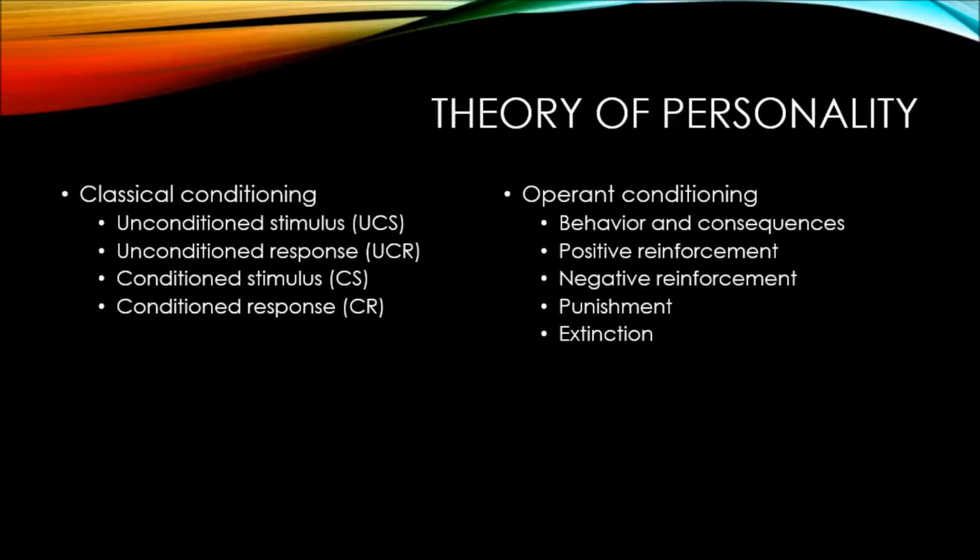Now, punishment is a different construct. It's a direct negative consequence to a behavior, and it's done with the intent of making that behavior less likely to occur. Unlike reinforcement, which increases the probability of behavior, punishment is designed to decrease the probability of behavior. And extinction is when a learned behavior is no longer exhibited.